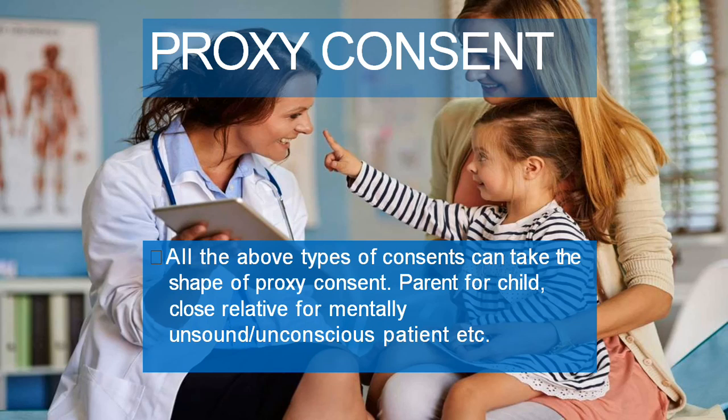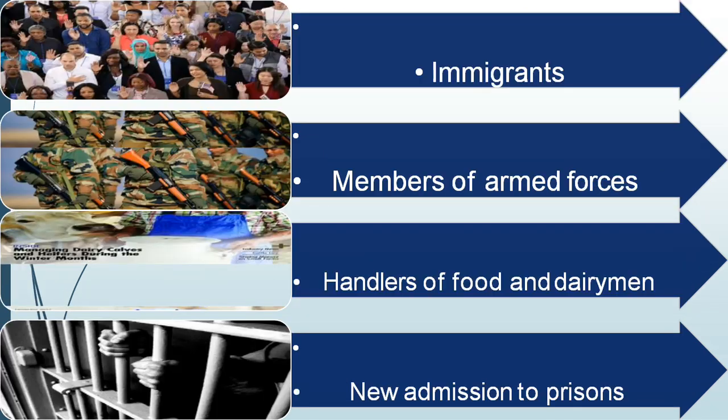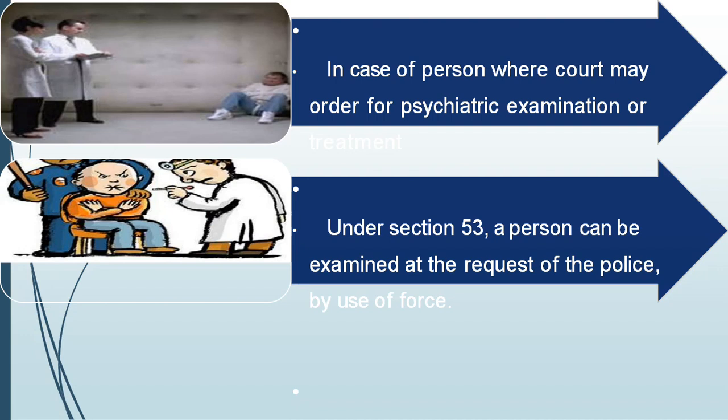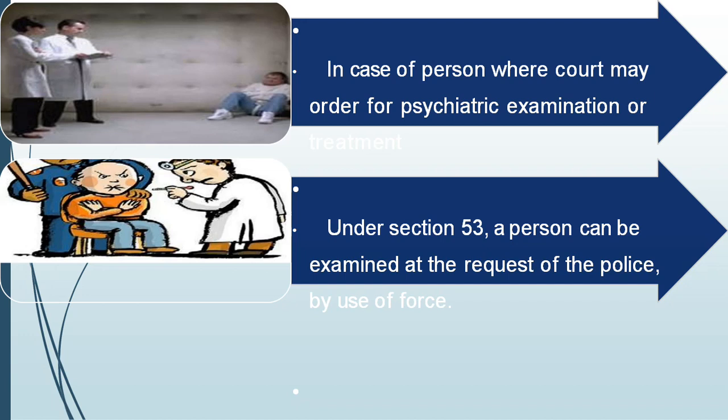That becomes proxy consent. So the situations where consent may not be obtained are medical emergencies, persons suffering from a notifiable disease, immigrants, armed forces, new admissions to prisons, and persons whom a court may order for psychiatric examination. In such cases there is no need for consent, and also for a request of the police. So that's all about the various types of consent.